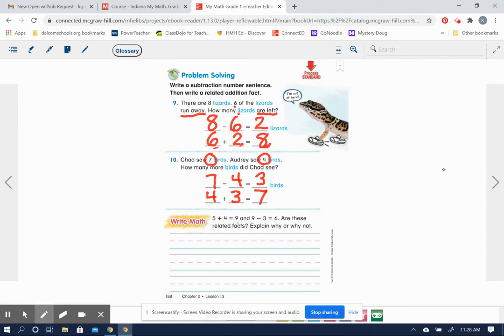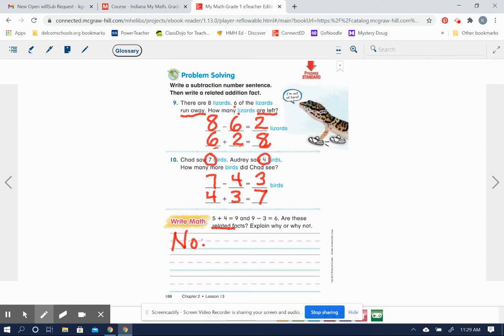5 plus 4 equals 9, and 9 minus 3 equals 6. Are these related facts? 5 plus 4 equals 9, and 9 minus 3 equals 6. These are both true facts, okay? They are correct addition sentences, but what they want to know is, are they related? What do you think? The answer is no, they are not related. Now we have to explain why or why not. Okay, well, no, they are not related.